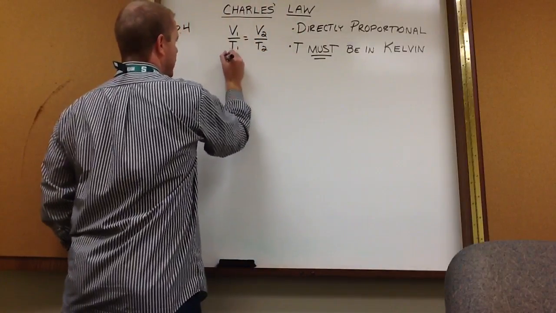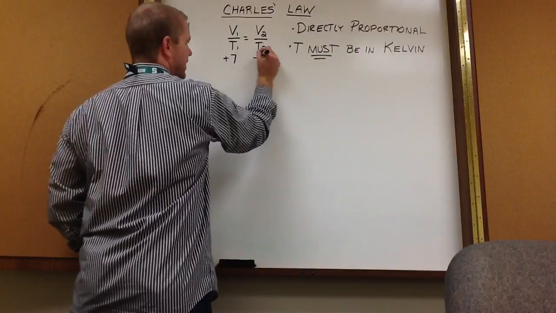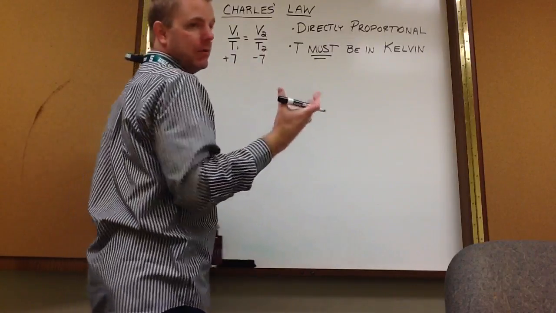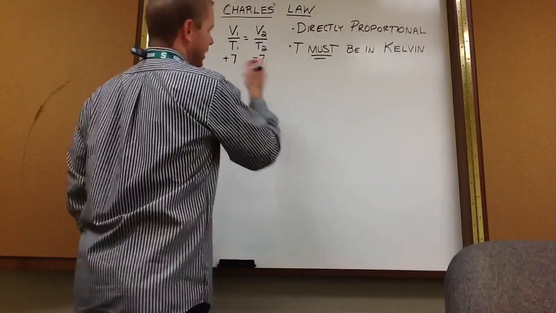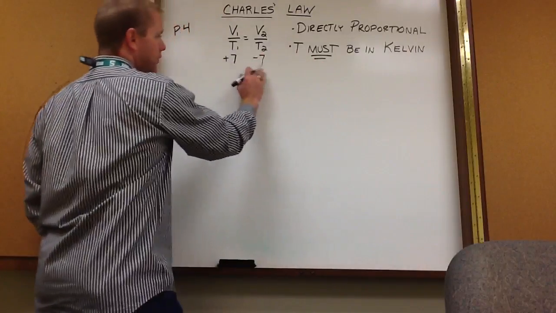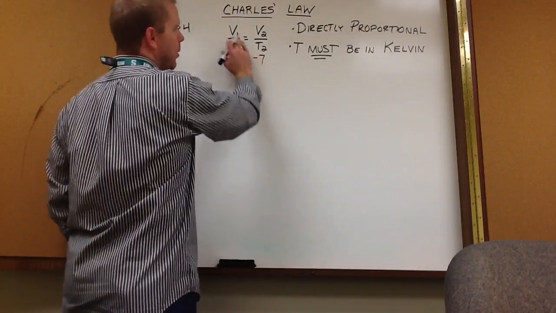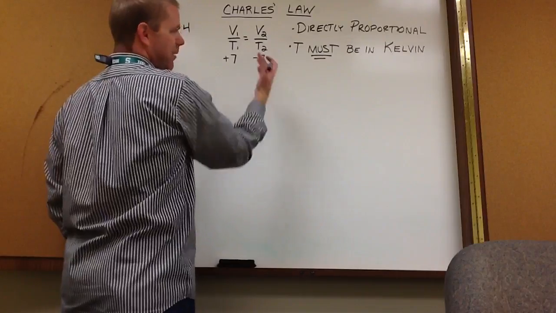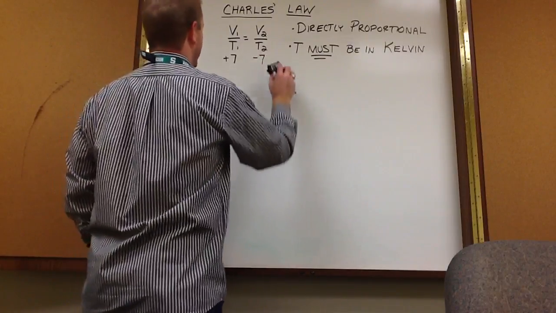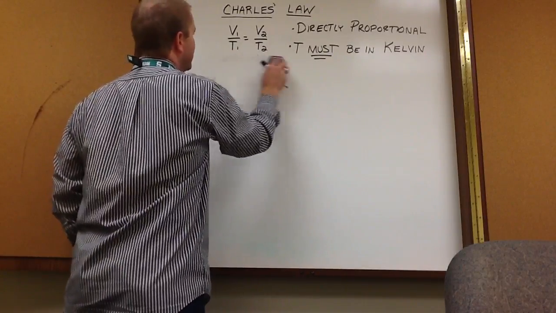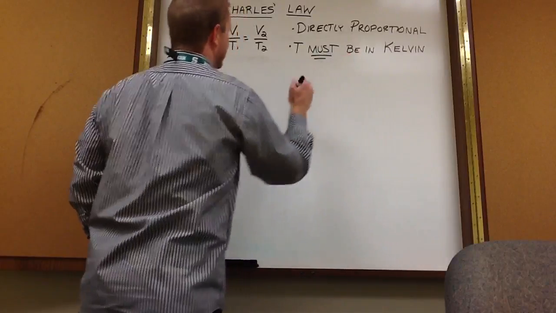Because otherwise, positive 7 degrees and negative 7 degrees would be a disaster from a standpoint of trying to do the math. These things are 14 degrees apart, but when you do the math, they'd be treated the same other than a sign. And that's not right, and that's not good. So because of that, temperatures must be in Kelvin.